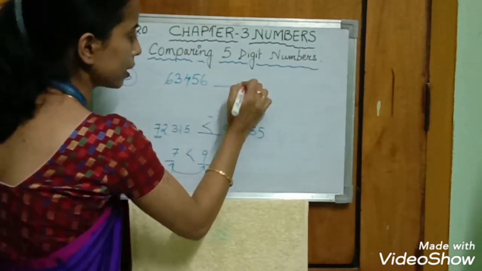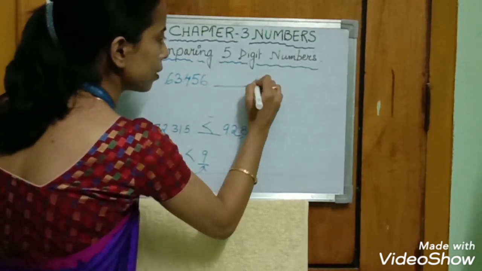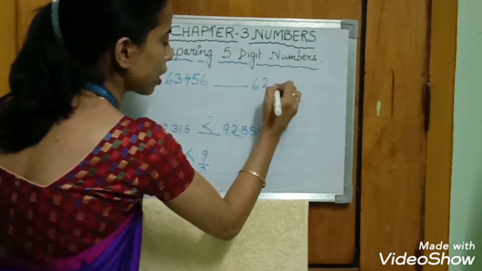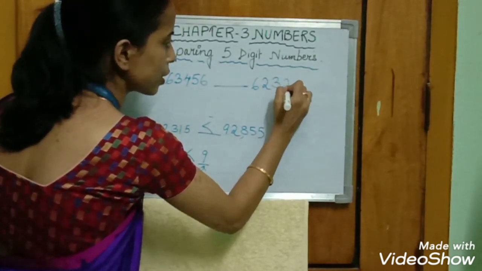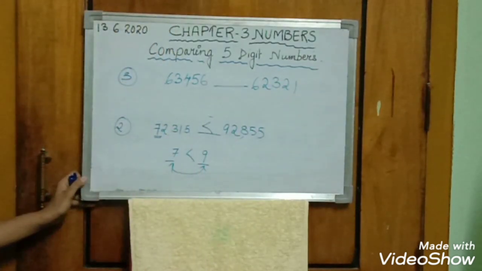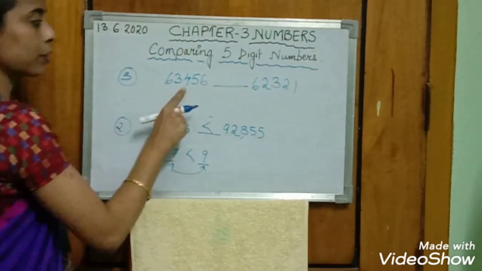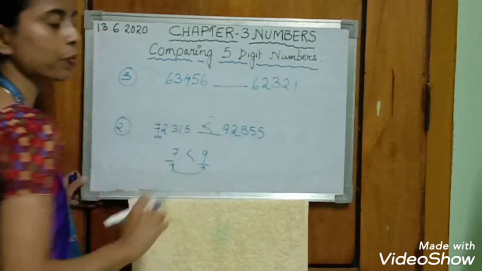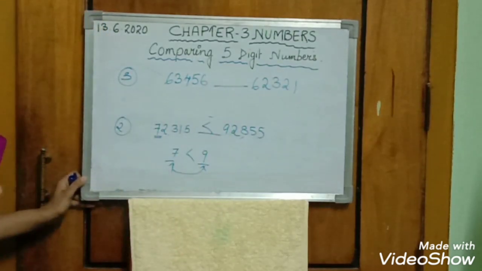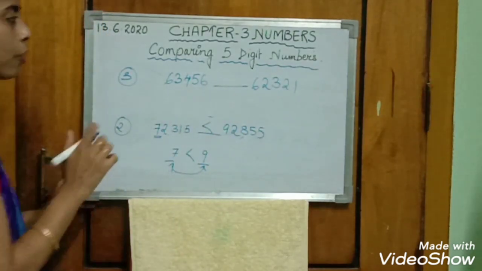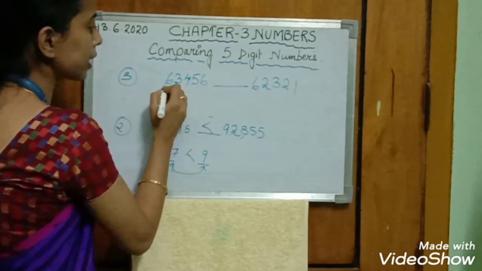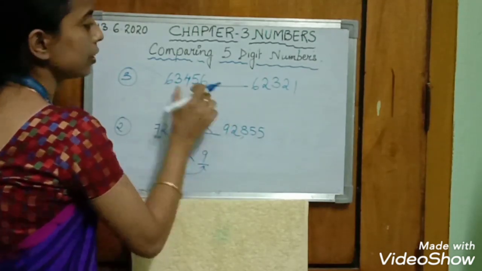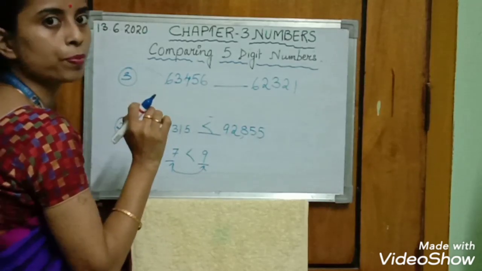63,456. 62,321. This side 63,456 and this side 62,321. Which number is greater? Now, if we see here, in the 10,000 place, both the numbers' digits are the same.